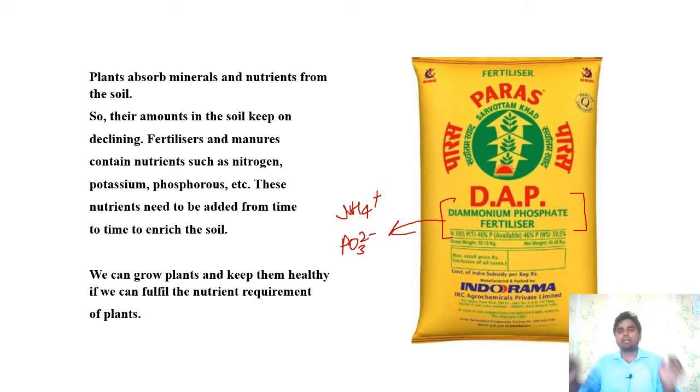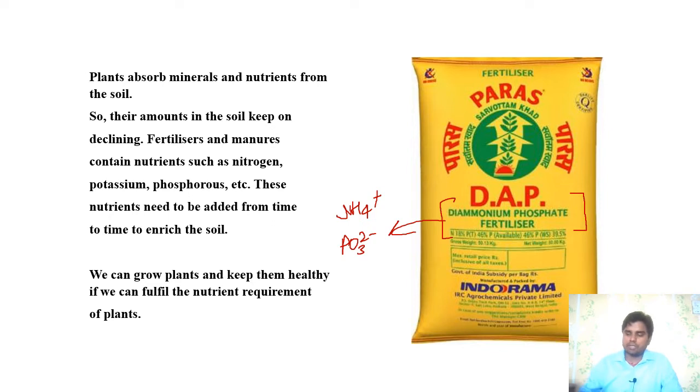Okay, so there are two types of compound present here. Ions are there. Sorry, students. First one is nitrogen or ammonia and phosphate. These two compounds, when put into the soil or in your field, will regain back all the nutrients that should be present in your field.